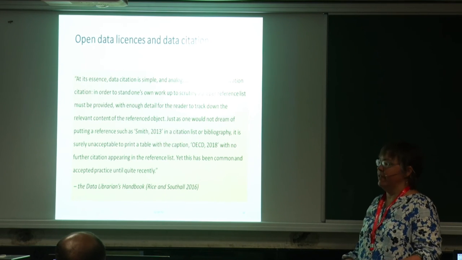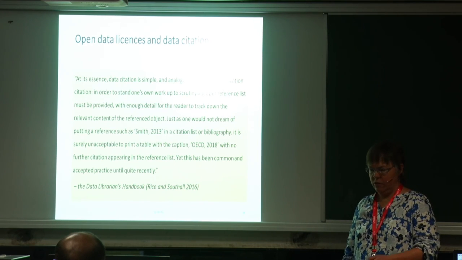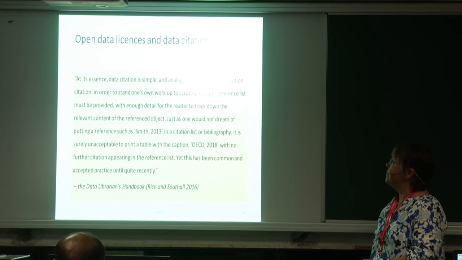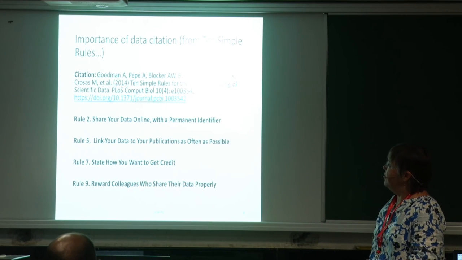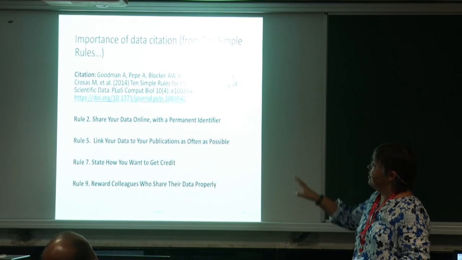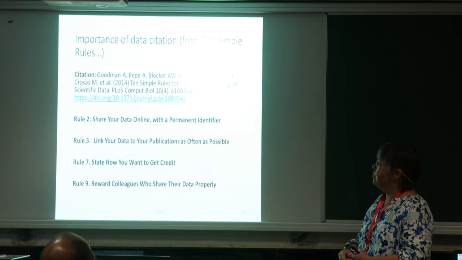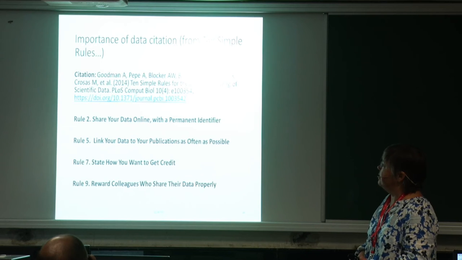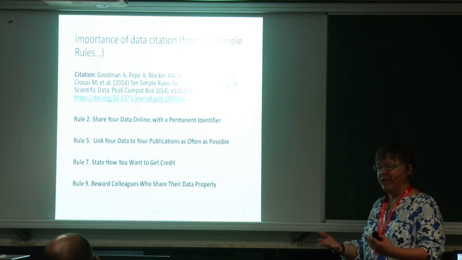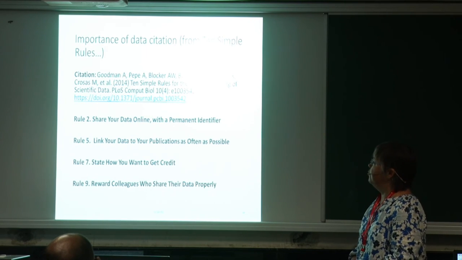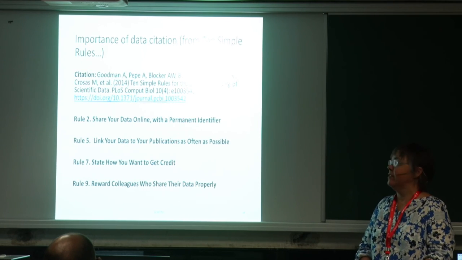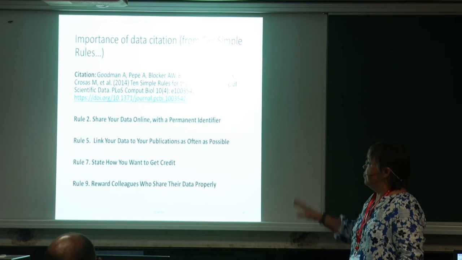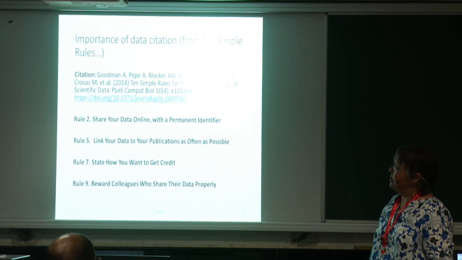You need enough detail about the data that you're using so that someone else could go find it and do the same kind of thing with it. And this is a slightly older article that was quite good, written by scientists. It's kind of a lighthearted approach: 10 simple rules for the care and feeding of scientific data. And so they have these 10 rules, and I picked out these that all have to do with citation.